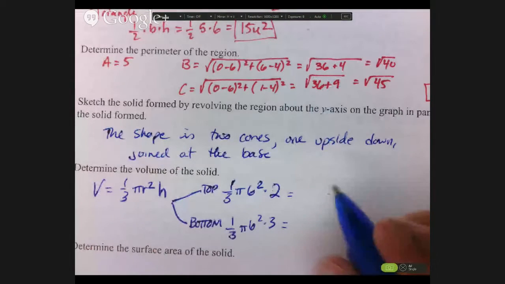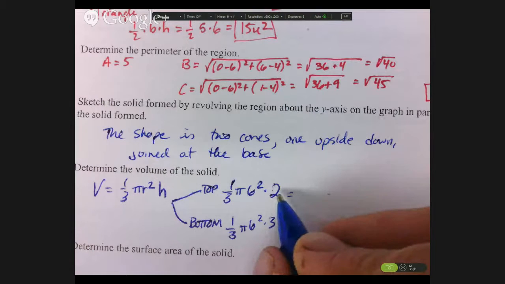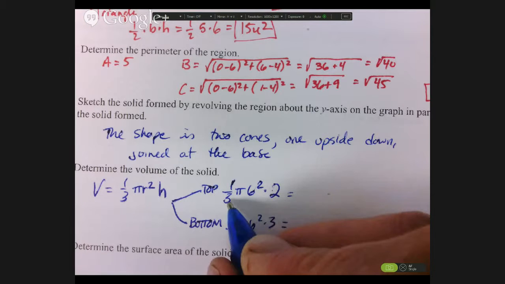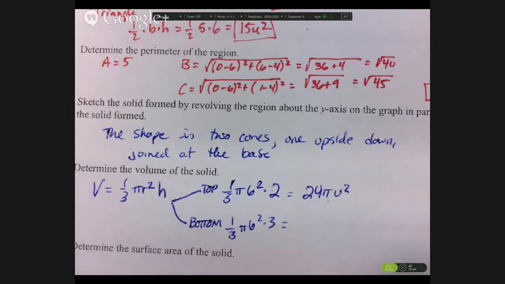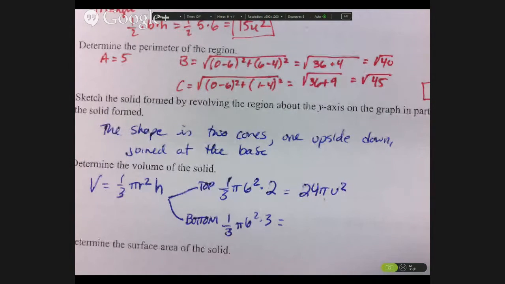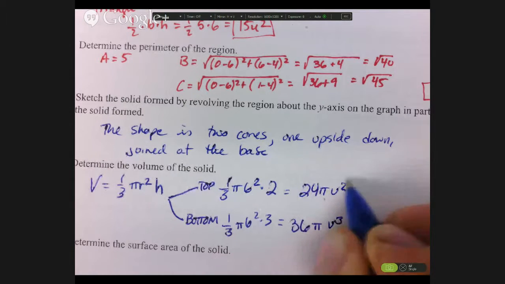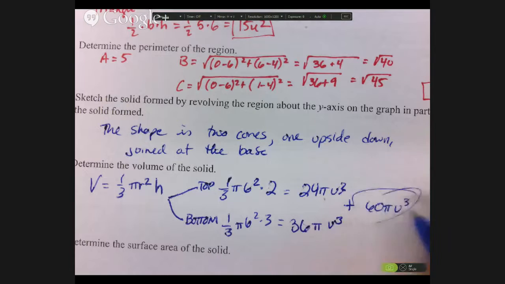Volume, volume, volume. Six squared is 36, divided by 3 is 12 times 2, 24 pi. Just leave pi. And 36 pi. Cubic units. Now we add them together and get 60 pi.